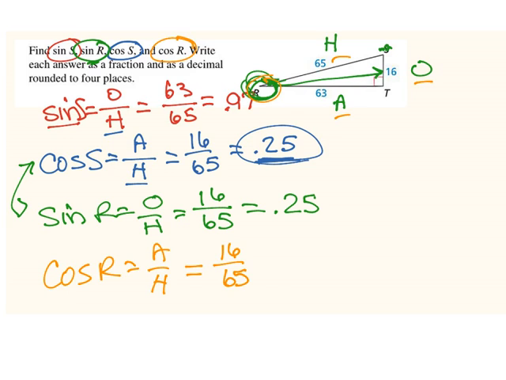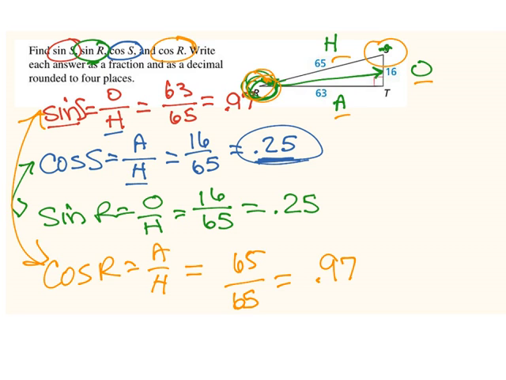Wait. Nope, 63. I'm sorry. I'm confusing myself. I was looking at the wrong one. Adjacent over hypotenuse would be 63 over 65, which we already know is 0.97, because again, the two angles in your right triangle that aren't the right angle should have their sine and cosine be the same. Okay?